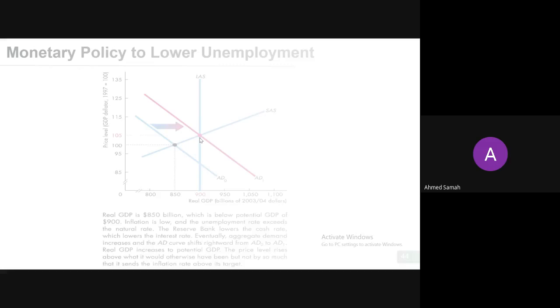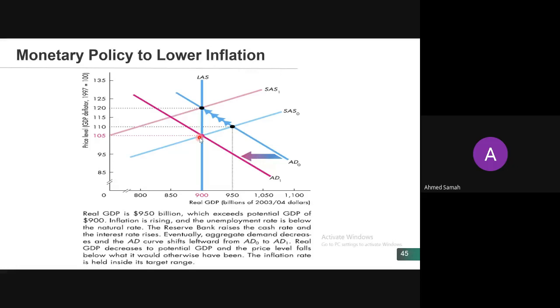Then monetary policy can also help to lower inflation. So for example, in this case, at this particular point, the real GDP is above the potential GDP, meaning we are having an inflationary gap or the economy is overheating. So at this particular point, the unemployment rate will be below the natural rate.